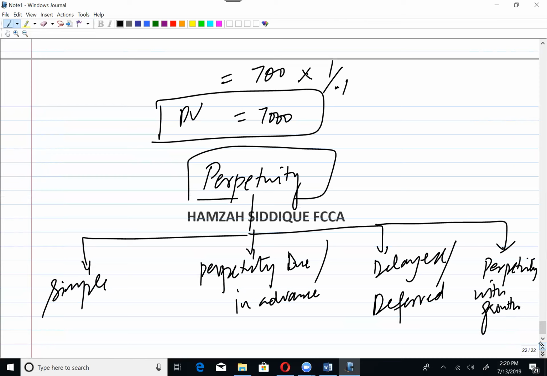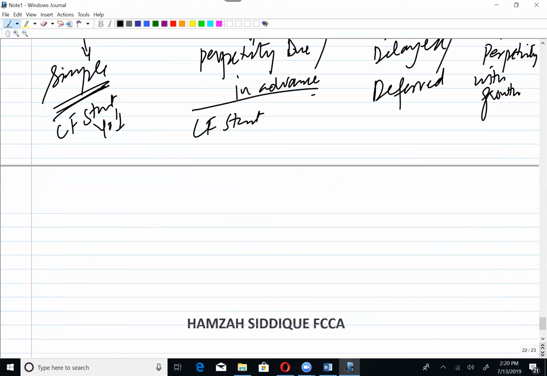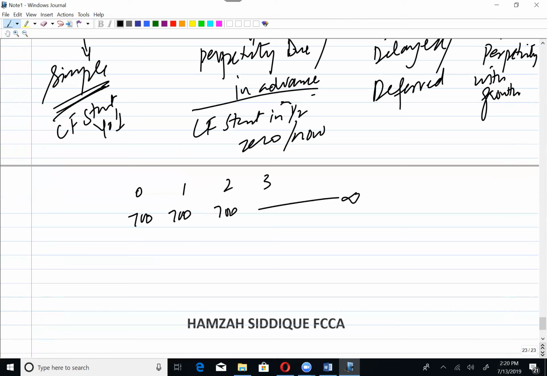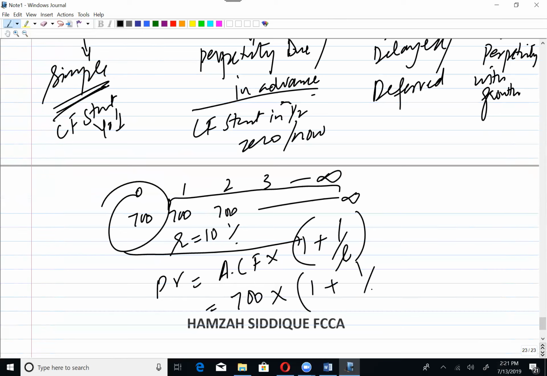So simple perpetuity we have discussed, where cash flow starts from year one. The above example was this. So perpetuity in advance, where cash flow starts from year zero or now. Just see here. You are getting 700 this year and so on. R is 10%. You see, present value is equal to annual cash flow cross 1 over R. For this simple perpetuity, same logic. So one is for this year zero. One plus one over R. So 700 cross one plus one over 0.1. 7700.